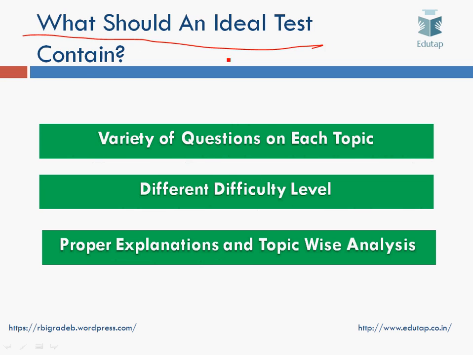Now, what should an ideal test contain? One can say that an ideal test should contain a variety of questions. It should not be that you are asking 20 questions from a particular topic and ignoring the rest of the topics. So there should be a variety of questions so that you are prepared to deal with any kind of question. The difficulty level has to be different. All the questions are not of the same difficulty level, and neither are the questions from a particular topic. So a test should contain questions of different difficulty levels, and the most important thing is that you should be provided with proper explanations as well as topic wise analysis, so that you can identify your mistakes and improve them.